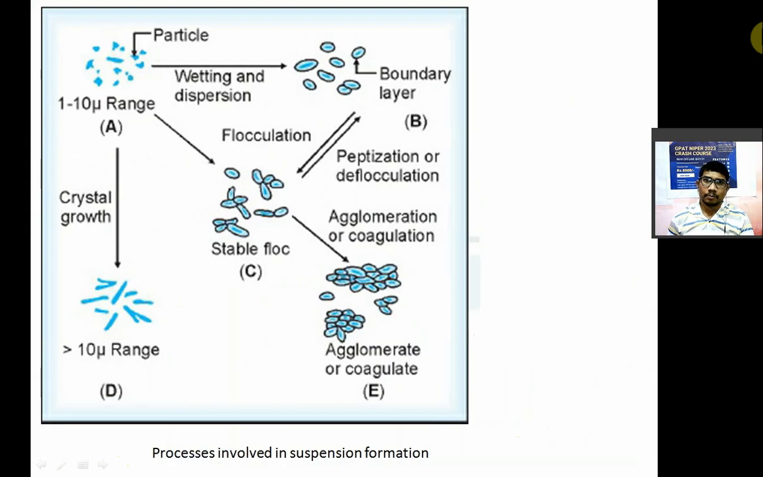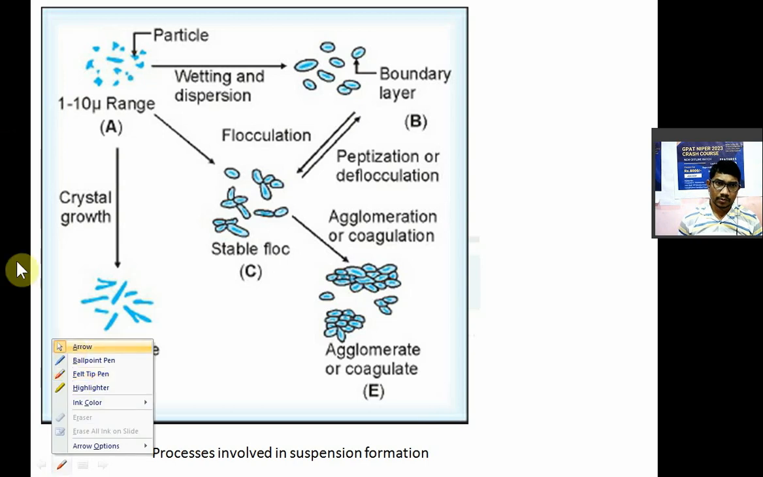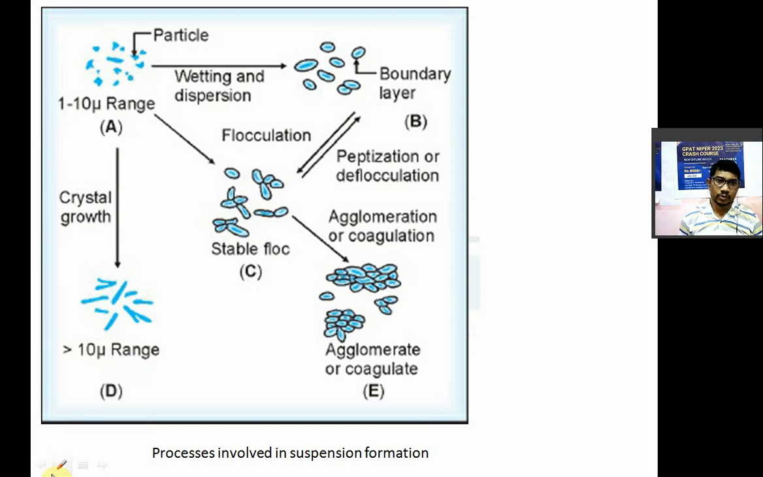Now the process involved in the formation of suspension. Four steps involved in the formation of suspension. Particles in a size range of 1 to 10 micron, use of wetting agent and dispersion of these particles in the solution. So we will get a boundary between solid and liquid. These molecules they will appear as individual molecules.